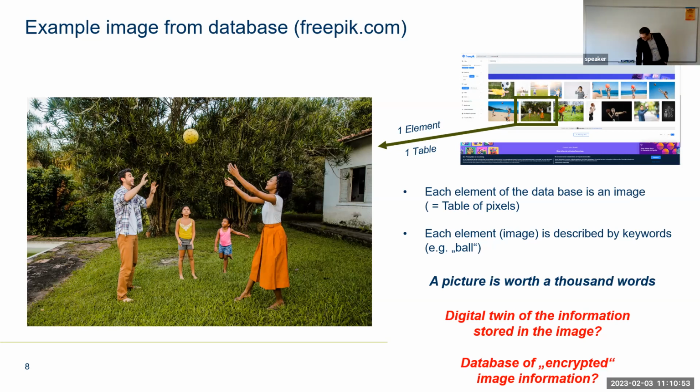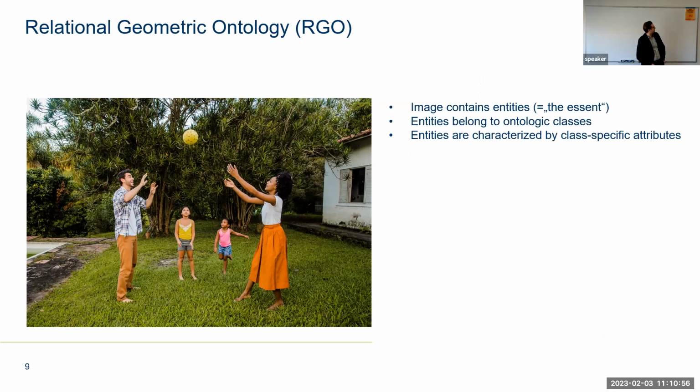One way of doing this is by using what I call relational geometric ontology. By developing ontologies, we need to define what our entities are, what our relations are, and so on. Entities is a word that comes from basic philosophy, from metaphysics, where people really think about what is reality, what exists, what does not exist, and so on. So this image, for example, contains entities. Each entity belongs to an ontologic class, and each entity is characterized by class-specific attributes.